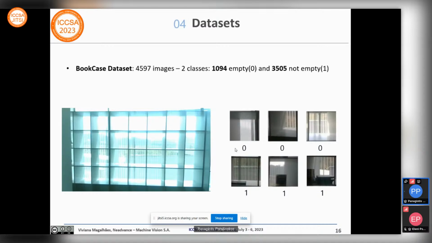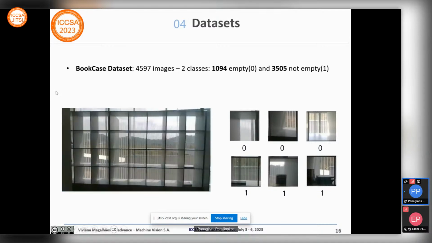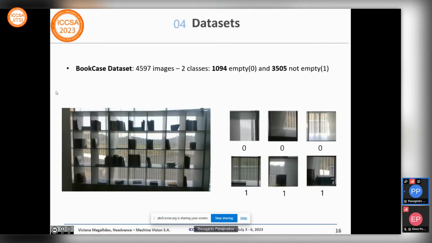The other dataset is the bookcase dataset. So we created this dataset that has 4,597 images, and there are 2 classes, empty and full. This is also to mimic another scenario where we have pieces of cloth that go into little shelves. And normally, at the moment, someone goes there and checks by themselves whether it is empty or not. So what we want is that in real time, when it is 0, so when it is empty, a trigger can be sent and an AGV can go and fill it up.